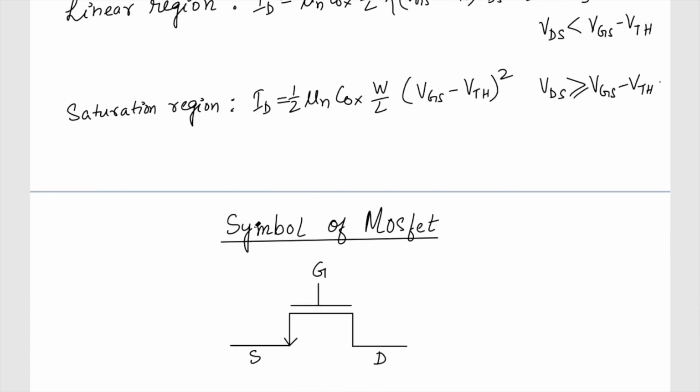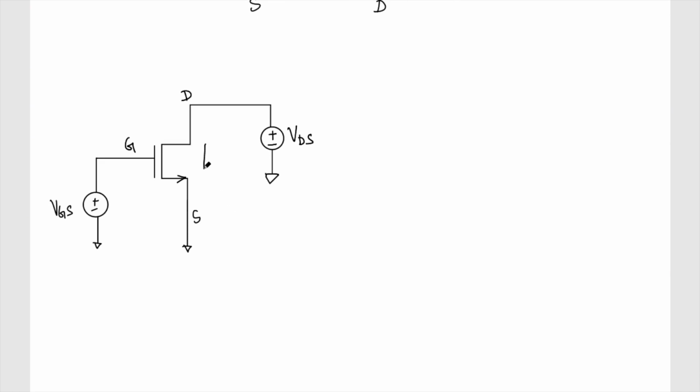ID is a function. So let's try to plot this ID in different situations. I will plot ID on the y-axis, and on the x-axis we will take VDS, keeping the VGS constant. With VGS constant, we will now vary the VDS and see how the ID varies.